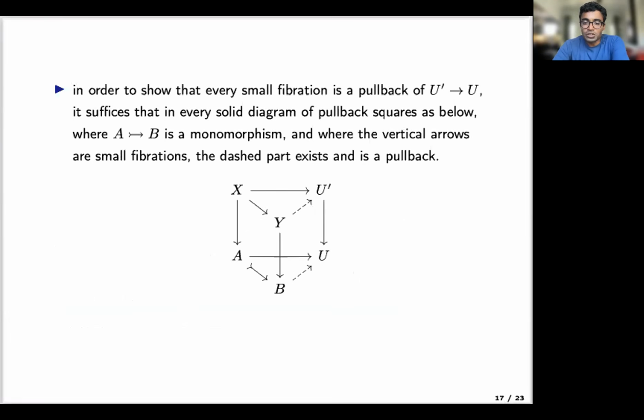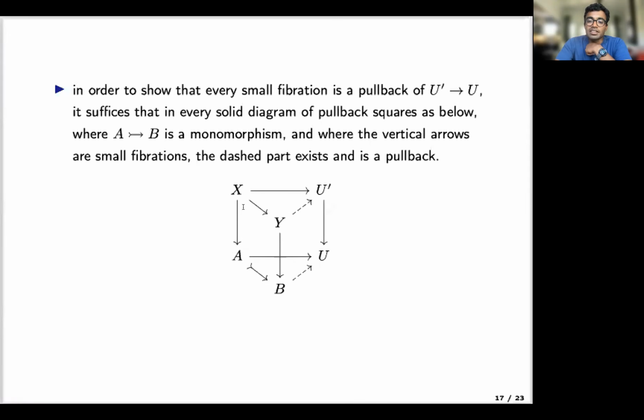In order to do so, it suffices, so the original proof goes as follows. We show that in any diagram that's the solid diagram over here, so leaving out the dashed arrows, in which the vertical arrows are fibrations, so kappa-small fibrations. The arrow from A to B is a monomorphism, that is a cofibration of simplicial sets.